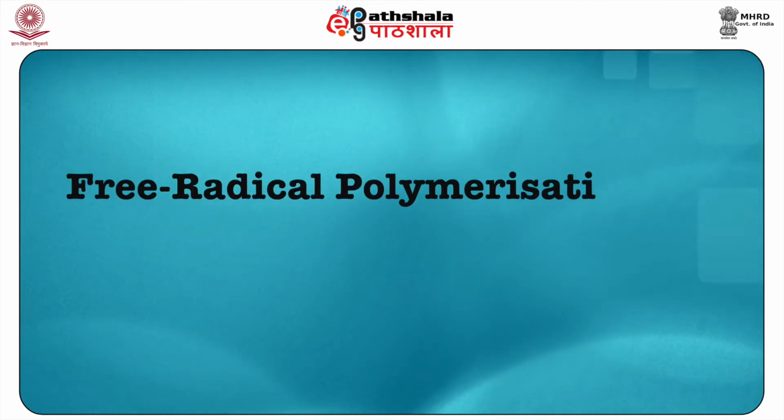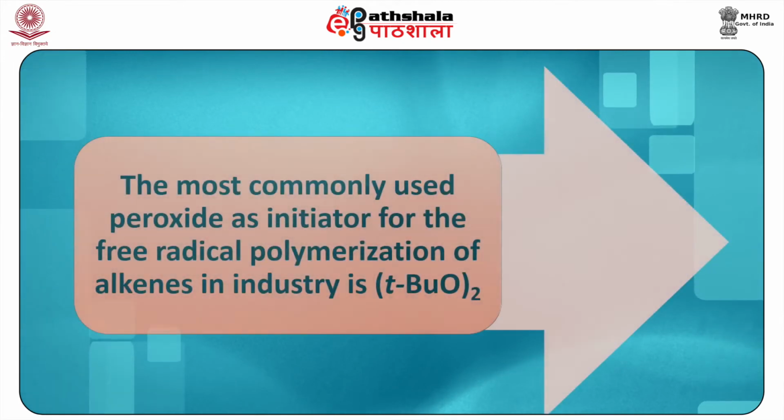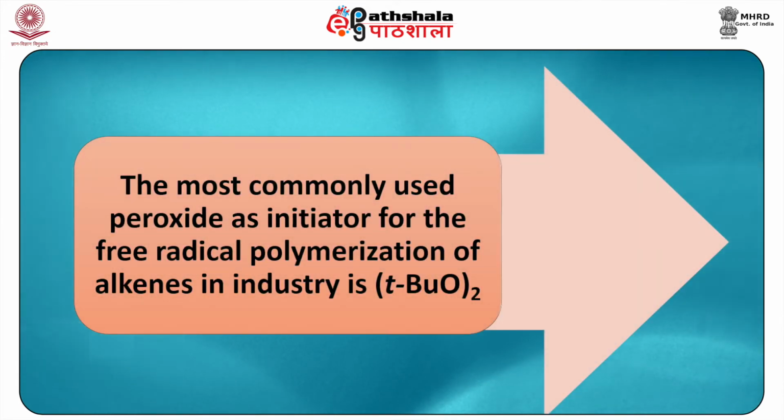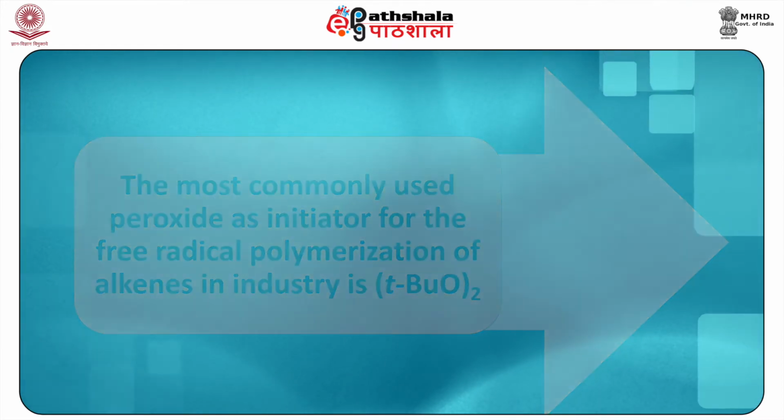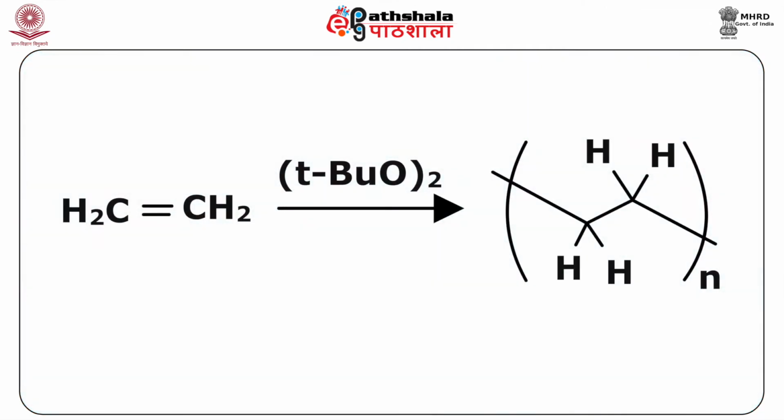Free radical polymerization. The most commonly used peroxide as initiator for the free radical polymerization of alkenes in the industry is tertiary butyl peroxide. For example, the polymerization of ethene to produce polyethene uses tertiary butyl peroxide as an initiator, which initiates a number of radicals which can combine with each other, leading to a long chain polymer product.